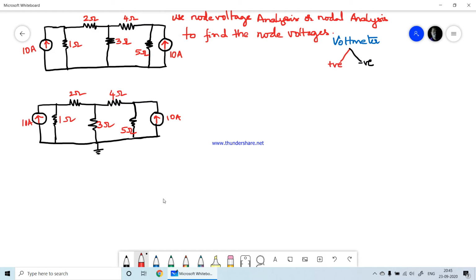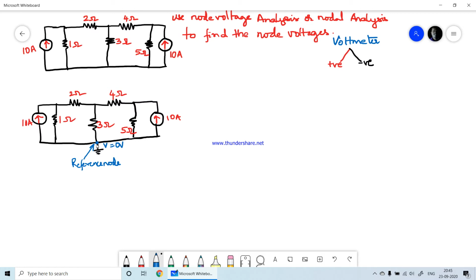Okay, so what we do is we will find a reference node in this particular network. A node which is connected to ground is always a reference node. This is actually called a reference node. So at this reference node we will have voltage equal to 0 volts.